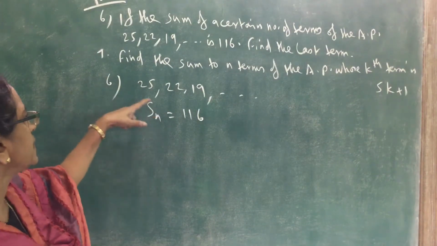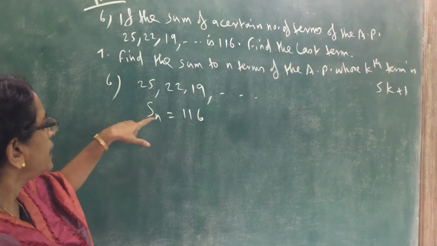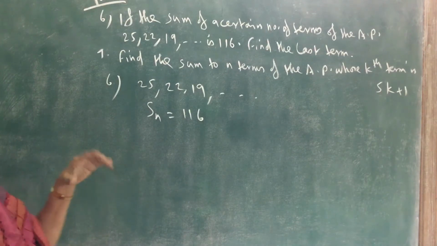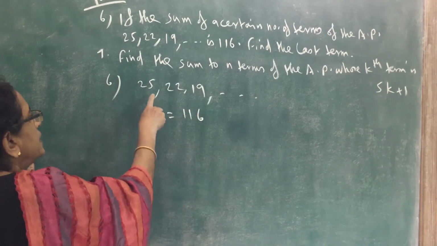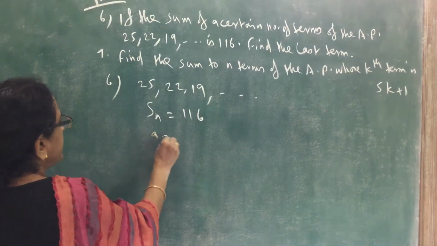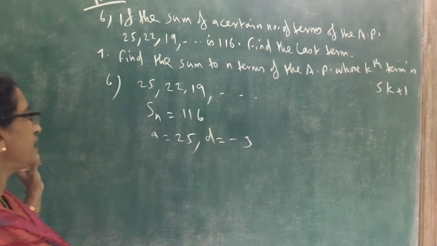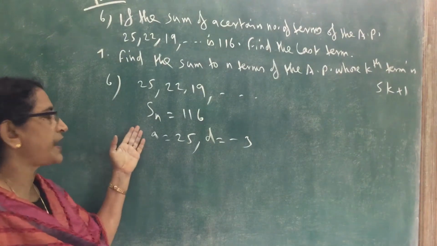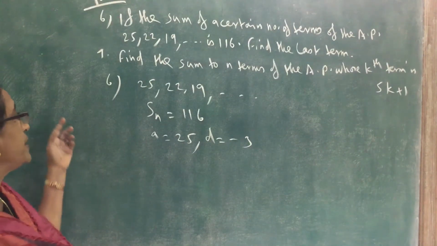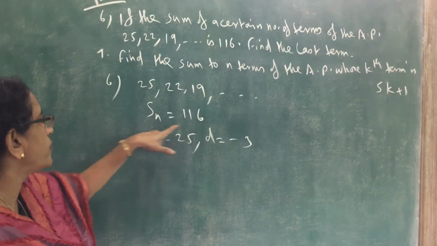So using this we can find n. First we can find the n. So here, what is A? First term A equals 25. Common difference D equals minus 3. So we can find the number of terms n. So here substitute in the formula Sn.